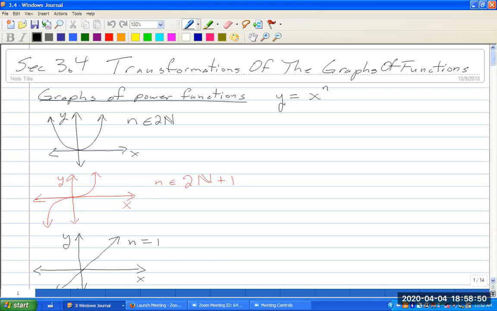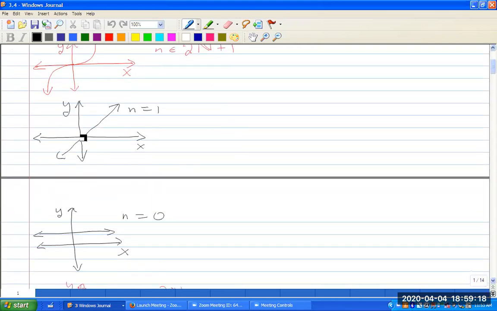Okay, next. If n is an odd integer, not equal to 1, then it looks sigmoidal, just like what we did in the last section. We had a cubic. And as n keeps getting larger, it'll look more box-like, more squarish. If n is equal to 1, it's just the graph of y equals x. It's just the line having slope of 45 degrees going through the origin.